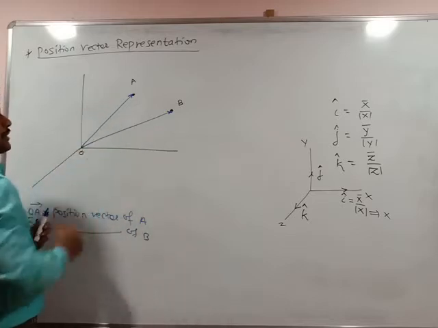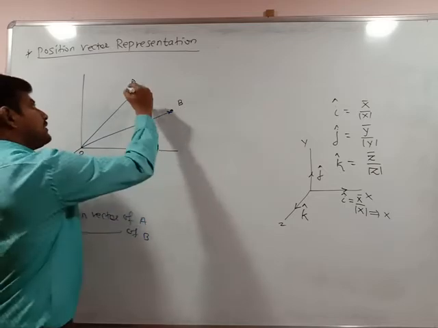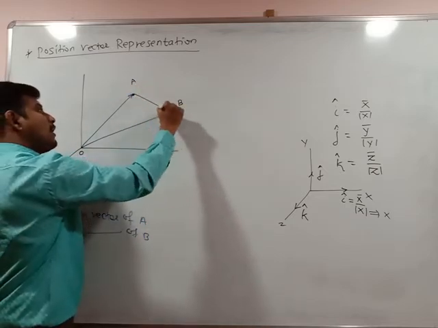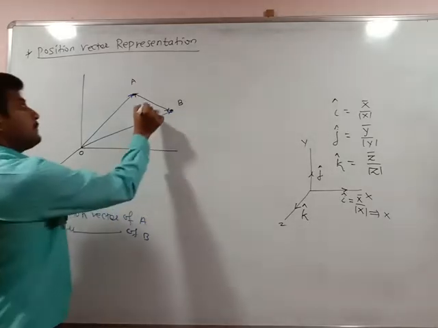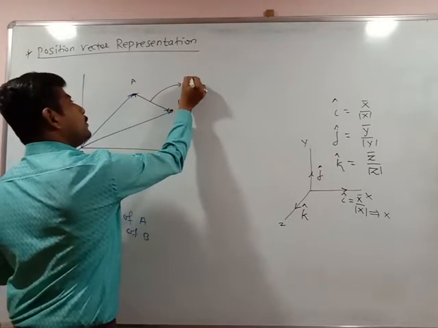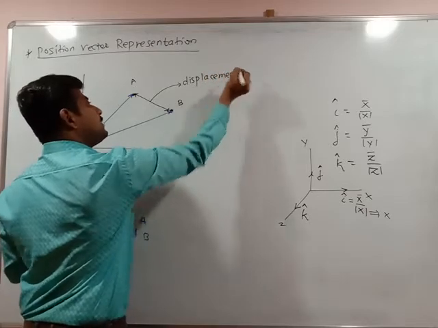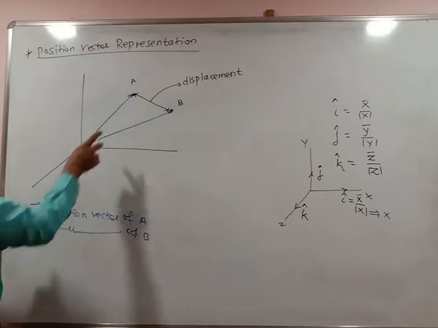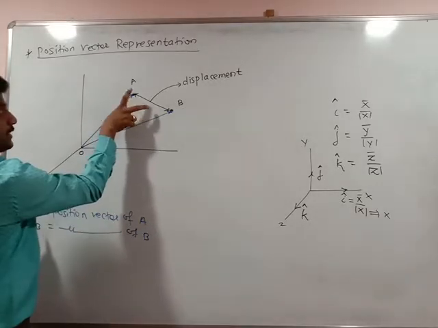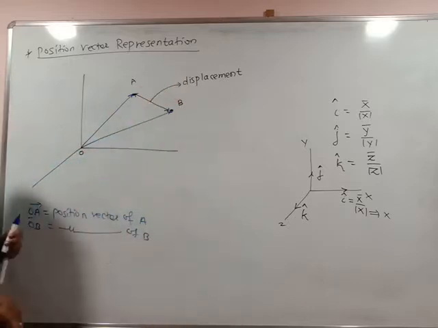Then what is the total displacement between these two? The total displacement between these two, I can say, is AB. What is this total displacement? Do you know the meaning of displacement? It is the shortest distance between the initial and final position of the object. So this vector is said to be a displacement vector.